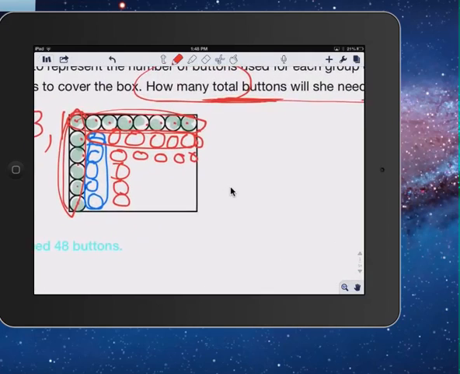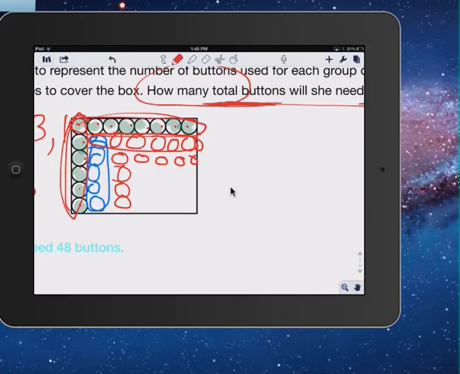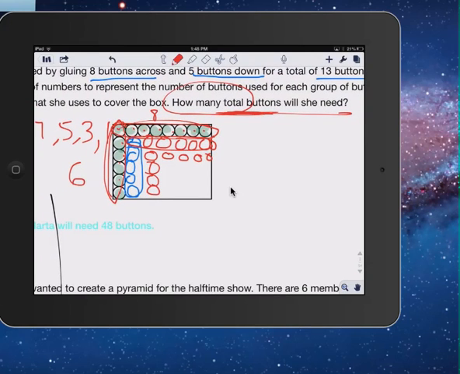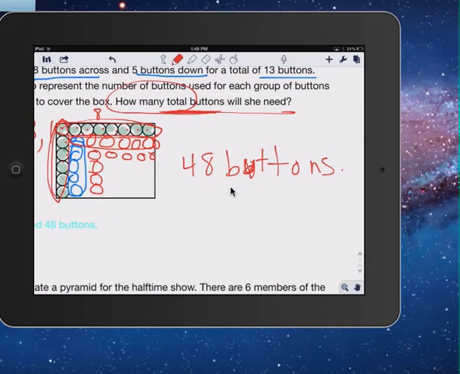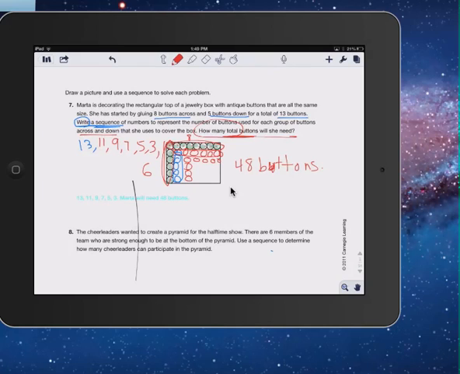Okay. Leslie: 1, 2, 3, 4, 5, 6, 7, 8. Miss Wilcox: 1, 2, 3, 4, 5, 6. So he has 8 in each row, and 8 in each one of them. 8 times 6 is 48 buttons. Okay, 48 buttons.